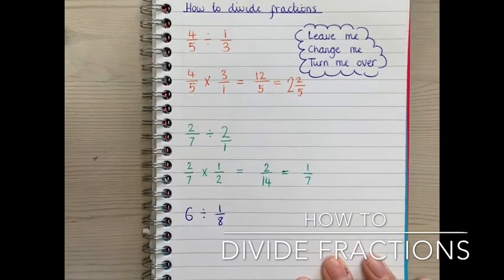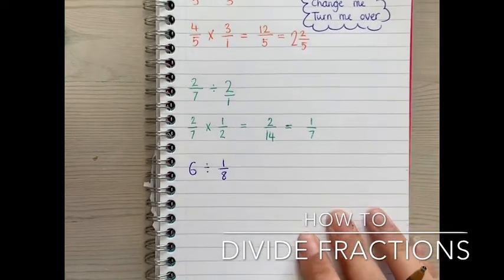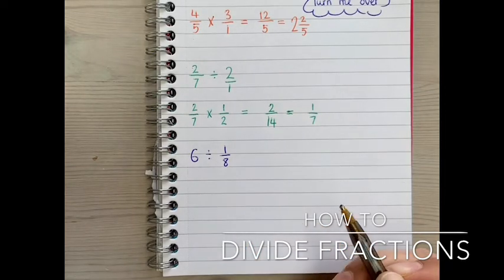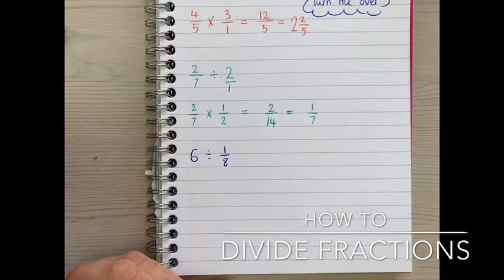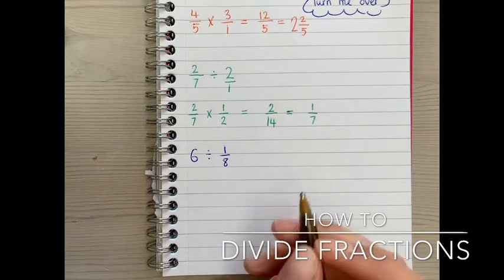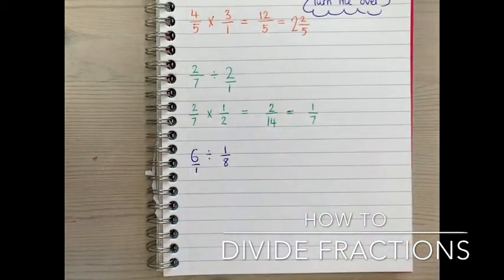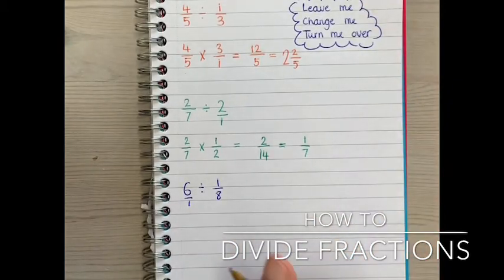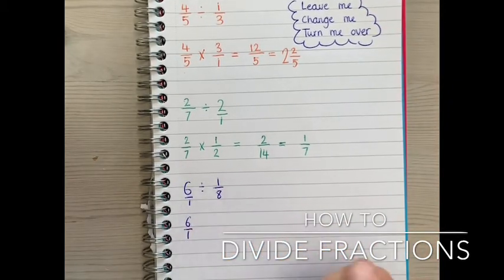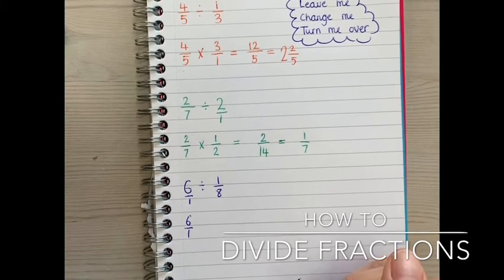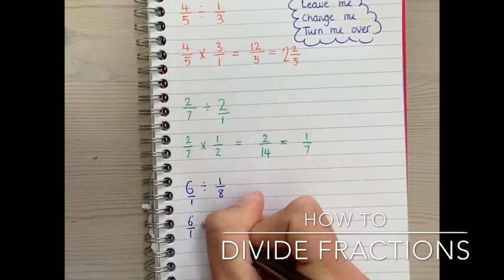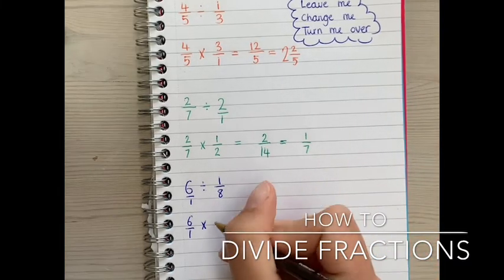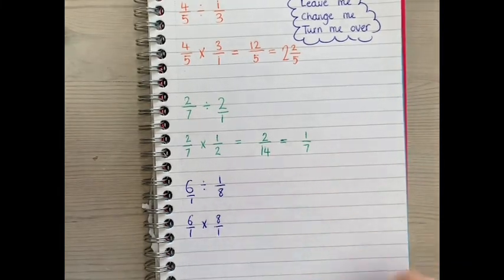Now my last one we're going to look at is a whole number divided by a fraction. So we've got 6 divided by 1/8. We're going to make that whole number into a fraction by placing it on top of a denominator of 1 again. Remember the rhyme, we're going to leave the first fraction. We're going to change the division into a multiplication calculation, and then we're going to swap the 1/8, turn it upside down or turn it over into 8/1.